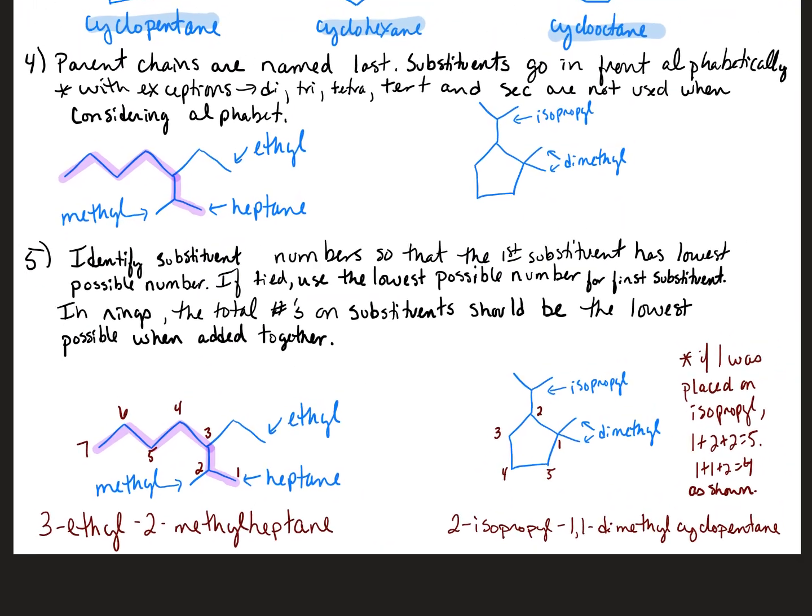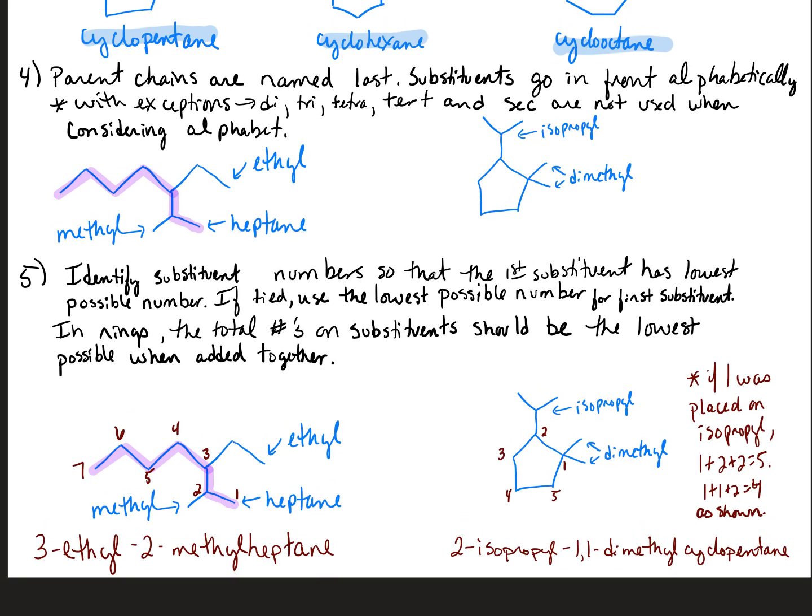Next, we look at the parent chains and how to name those. Okay. When you're naming parent chains, we should put the substituents in front of what that parent chain is named. The substituents are going to go in front. They are arranged alphabetically. Okay? I'm going to talk about numbers in a minute. Numbers are where you place things. The alphabet is what puts things in order.